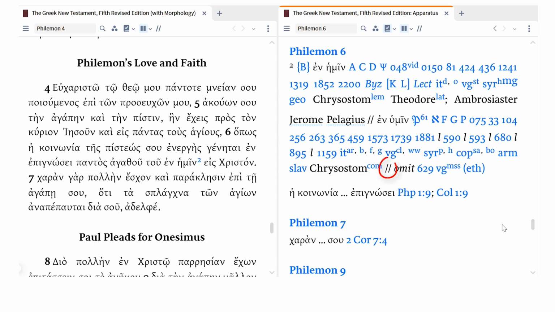The double slashes tell us the evidence is over, and the last variant for this unit of variation is an omission by 629, as well as some translation versional evidence. So do we have "in hēmin," "in hymin," or an omission?